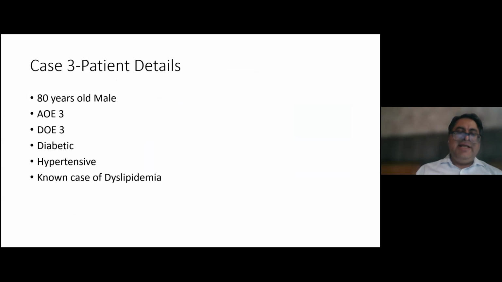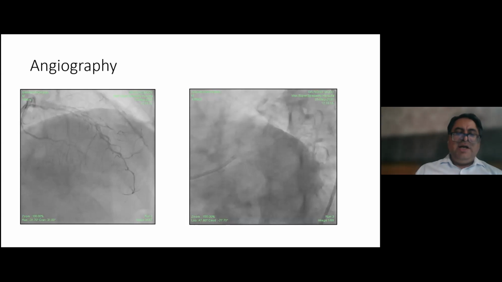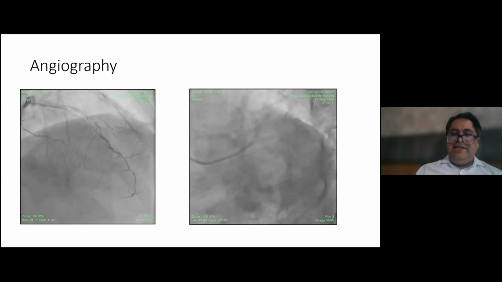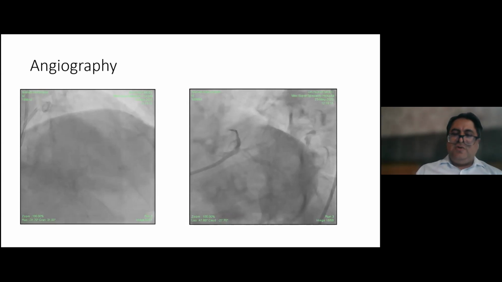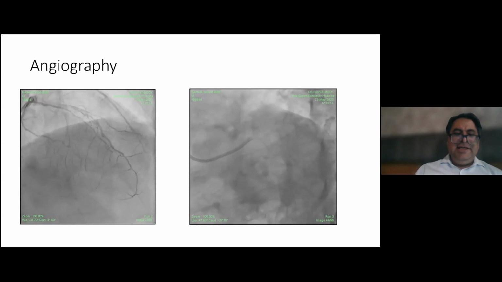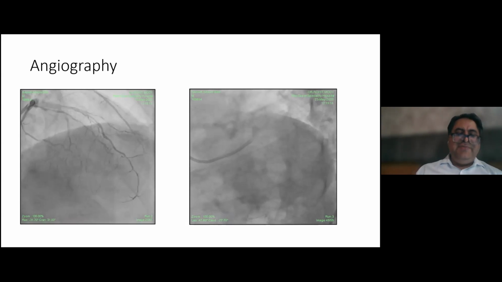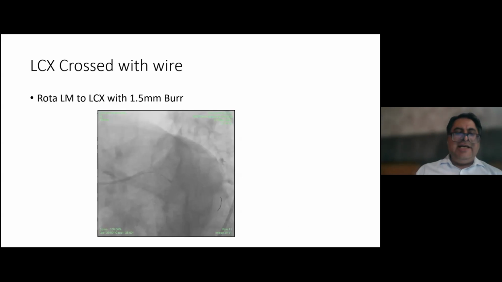So I discussed another case. An 80-year-old male came to us with angina on exertion, dyspnea on exertion, diabetic, hypertensive, and a known case of dyslipidemia. On angiography, you could see there was left main, tight ostial LCX, also disease in the LAD. And if you could appreciate in these films, there was a lot of calcium in the left main and LAD. We didn't take any chance.